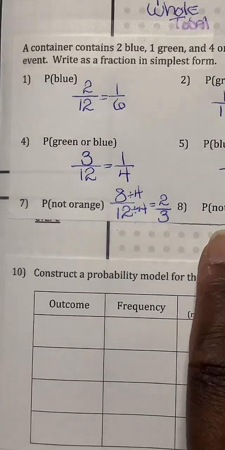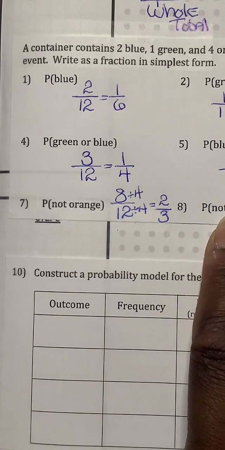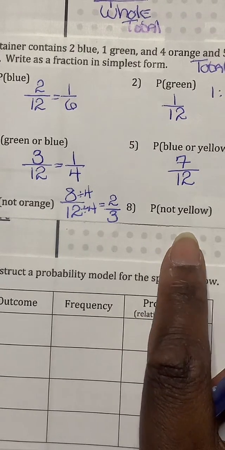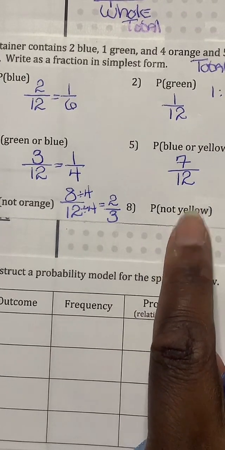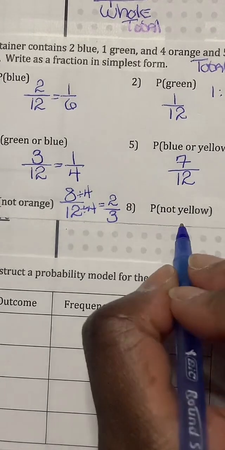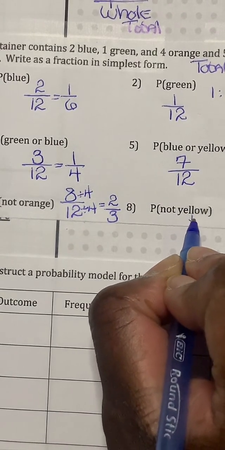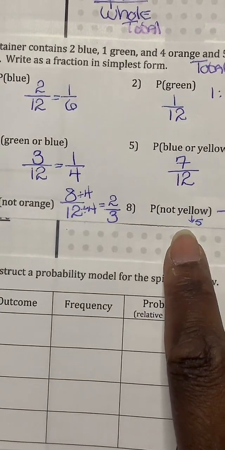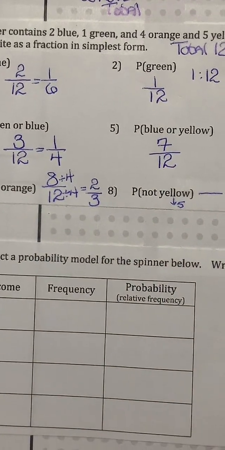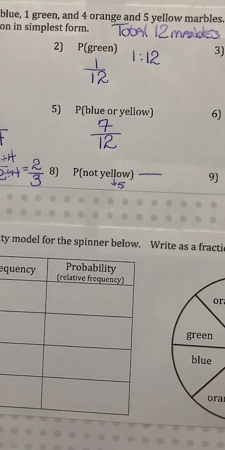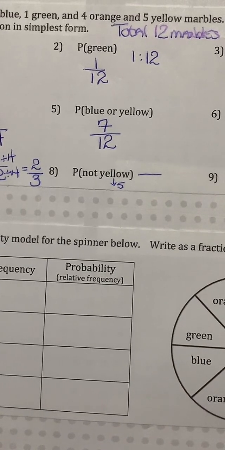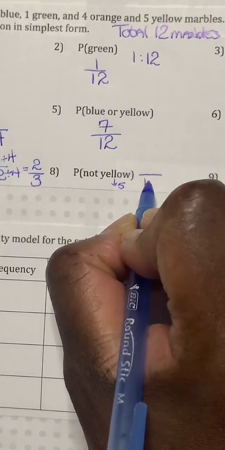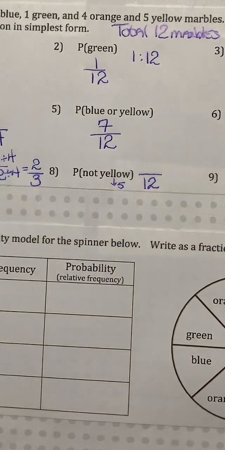Now, how about not yellow? So if we recall, there were 5 yellow marbles. So what do you think my probability will be if we have 5 yellow marbles? What would be the probability of not getting a yellow marble? Go ahead, put that into the chat. So if we have 5 yellow marbles, there's a total of 12.